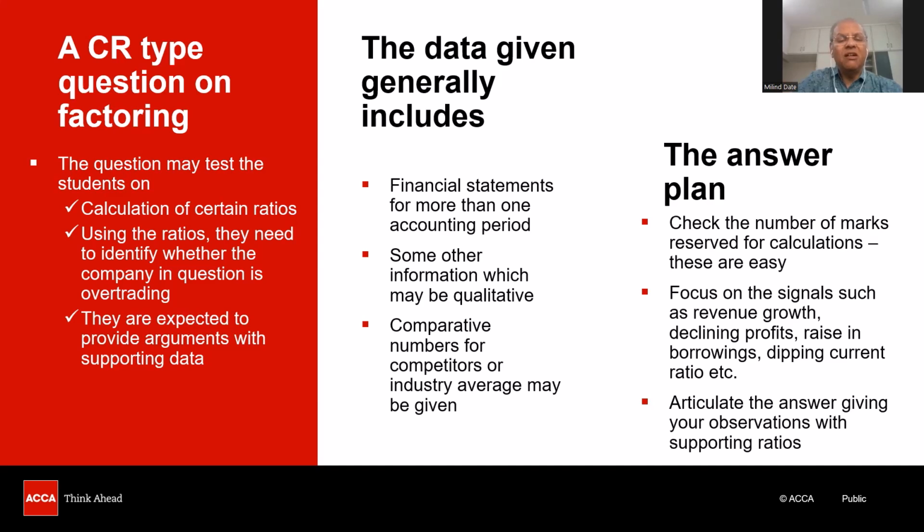Once you do the calculations, focus on the signals such as revenue growth. Is it too fast, too slow? Are the profits declining or rising? Is the company experiencing a rise in the borrowing amounts? Is the current ratio dipping? Any dipping current ratio will not be a good sign so far as liquidity is concerned. And all these observations must be articulated very well with the support of ratios. And then based on that, you should be able to form a conclusion whether or not the company is overtrading.